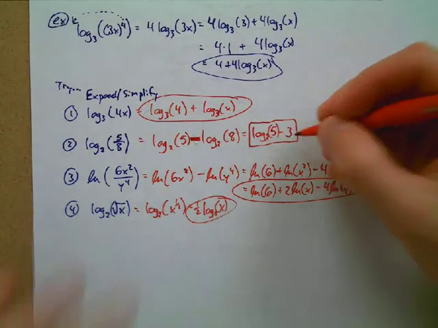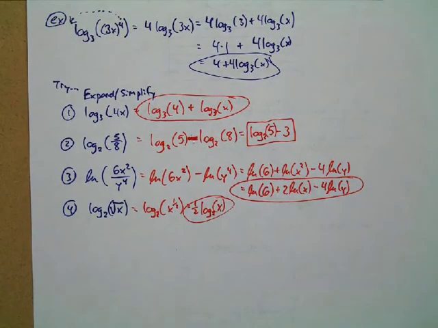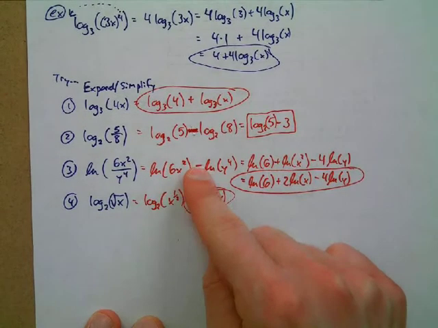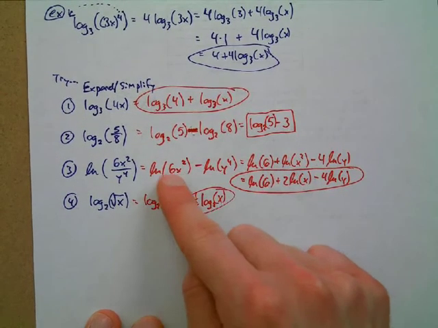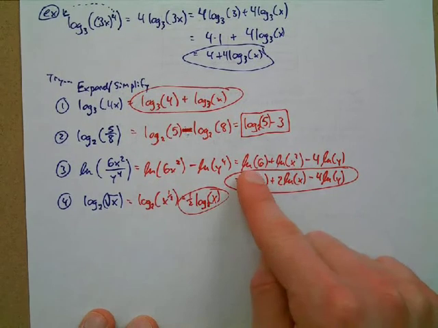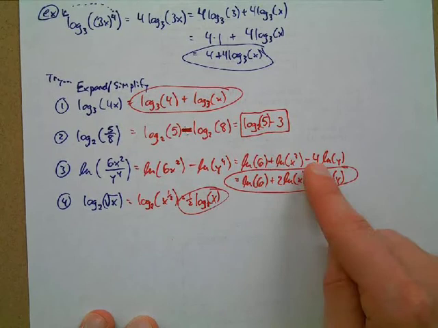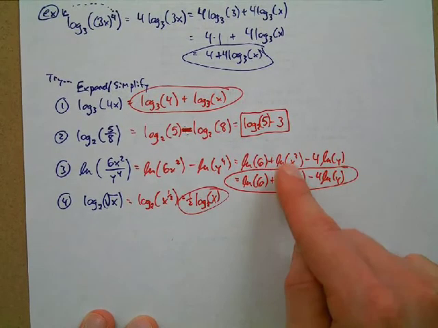All right, number 3. So we have division first, so that changes to subtraction. But we still have a product in here, 6 times x squared. So I made it natural log 6 plus natural log x squared. I went ahead and brought the 4 in front as well, and then I also brought the 2 in front too.